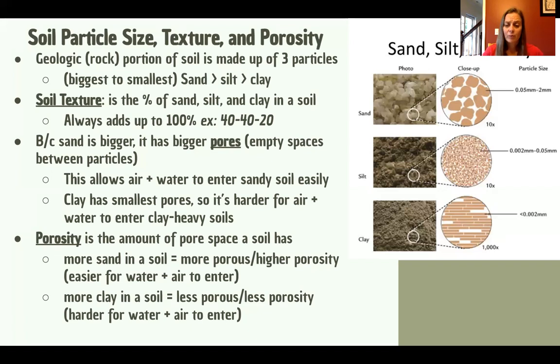So when we talk about porosity, we are talking about the amount of pore space a soil has. If there's more sand in a soil, it's going to have a higher porosity, which means it's going to be easier for water to get in. If we have more clay in a soil, it's going to have a lower porosity, which means it's going to be much more difficult for water to penetrate.